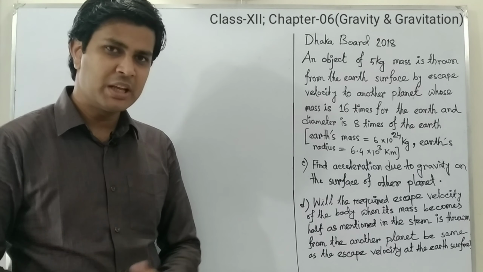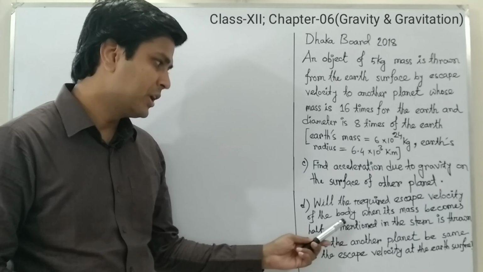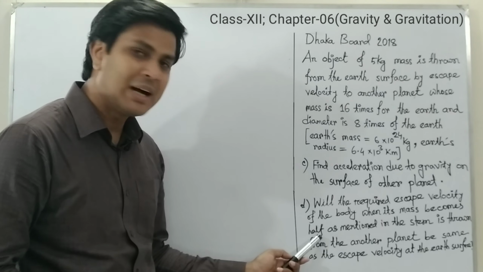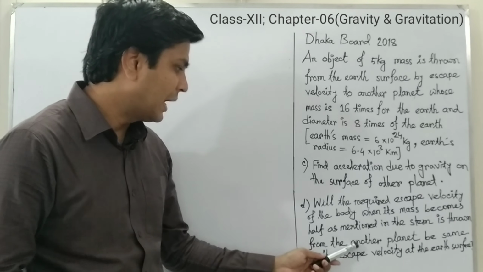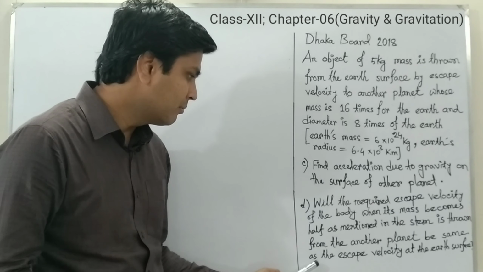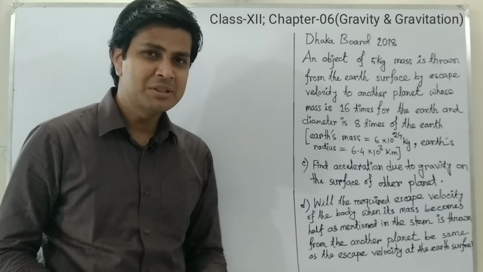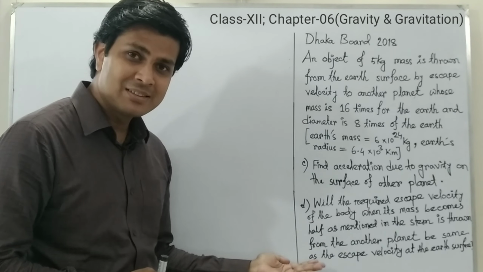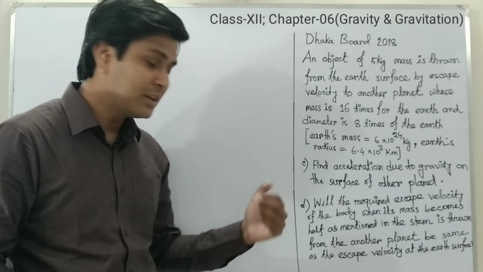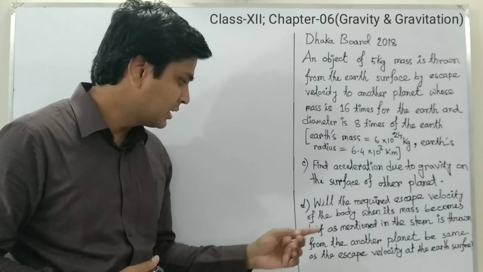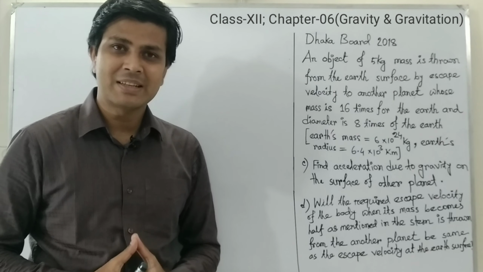Question number D. The question is: will the required escape velocity of the body, when its mass becomes half, as mentioned in the stem, thrown from the other planet, be the same as the escape velocity at the Earth's surface? That means the escape velocity at the Earth's surface will be equal to the escape velocity of the body thrown from the other planet, equal or not, but there is a condition: the mass of the body becomes half. So we have to calculate the escape velocity.